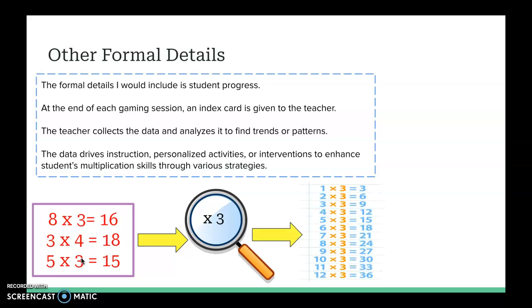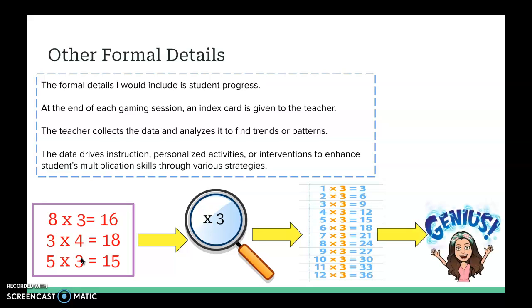So the data then will drive instruction. The teacher will create personalized activities, maybe host some interventions to enhance students' multiplication skills through various strategies. And then the more gameplay, the more identification of struggle and how to tackle that struggle will have the student evolve and then become a Fluency Frenzy genius. So then they'll be able to further enhance their skills.